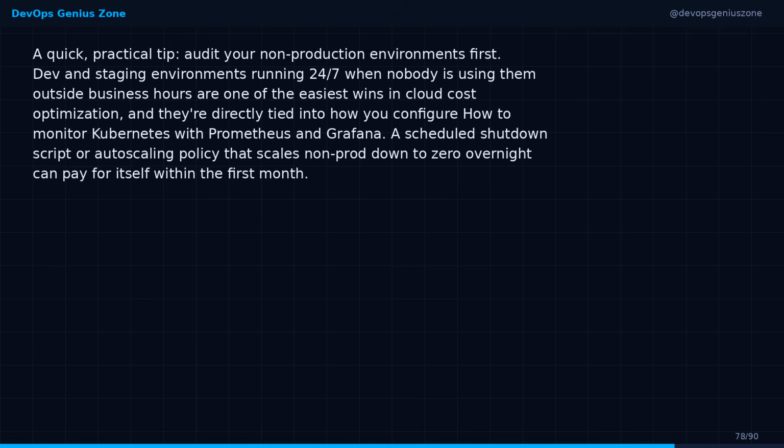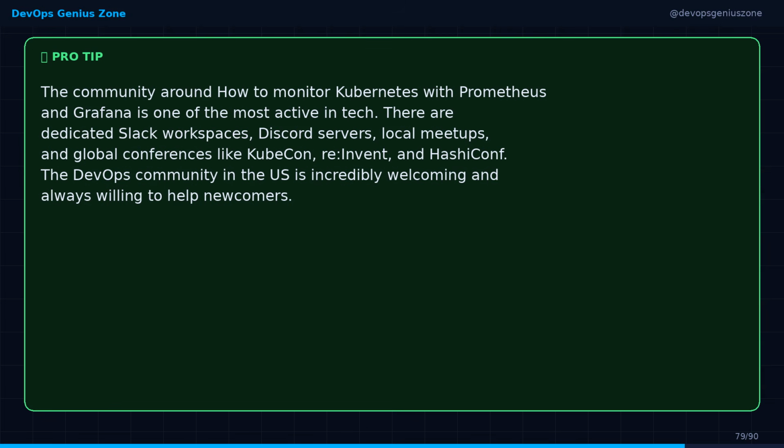A quick, practical tip: audit your non-production environments first. Dev and staging environments running 24/7 when nobody is using them outside business hours are one of the easiest wins in cloud cost optimization, and they're directly tied into how you configure how to monitor Kubernetes with Prometheus and Grafana. A scheduled shutdown script or autoscaling policy that scales non-prod down to zero overnight can pay for itself within the first month.